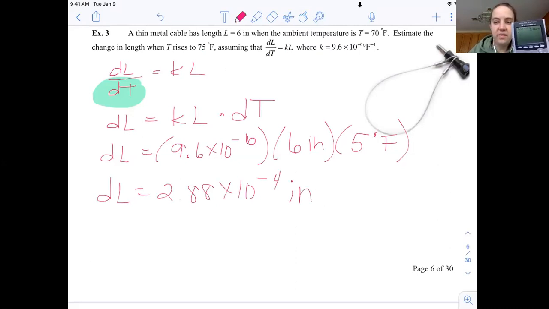Degrees Fahrenheit and inverse degrees Fahrenheit cancel out. So 2.88 times 10 to the negative 4th inches. So with that 5-degree temperature change, my piece of metal, which isn't very long, doesn't change that much.